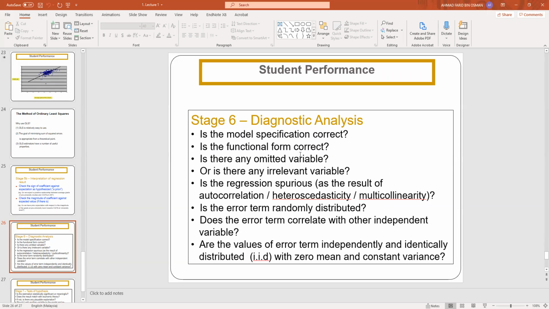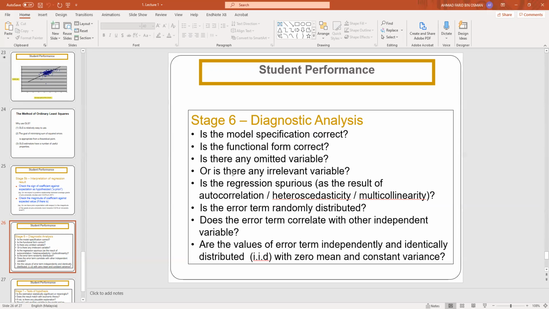So you need to perform a test to identify whether you use the correct functional form or not. In the following lecture, we will discuss how to perform this test, how to perform the specification error test, and for example, how to know whether we use the correct functional form or not. And then, is there any omitted variable, an important variable that you did not include in the model?